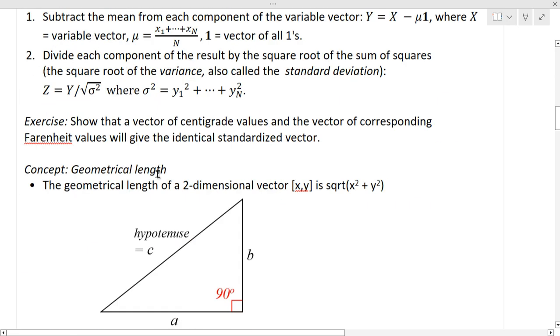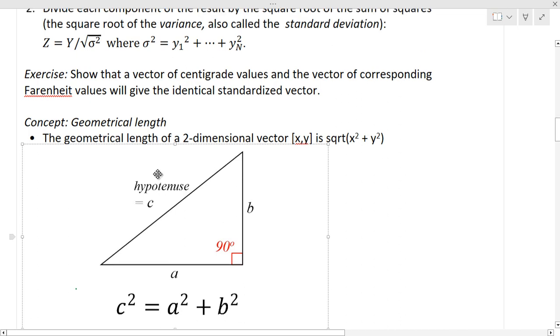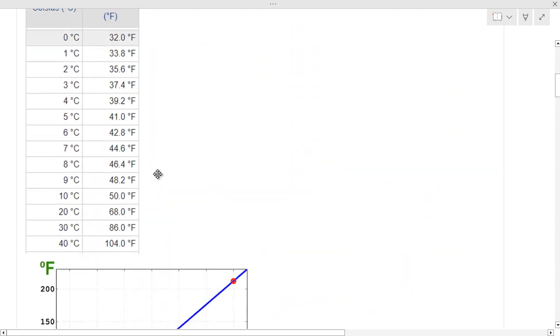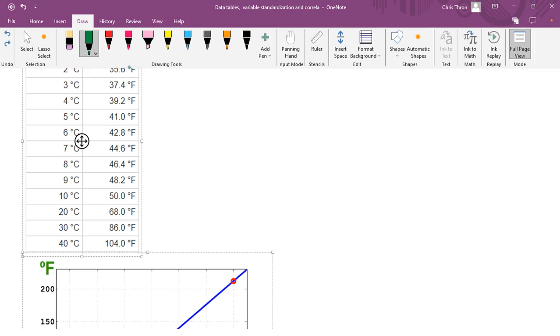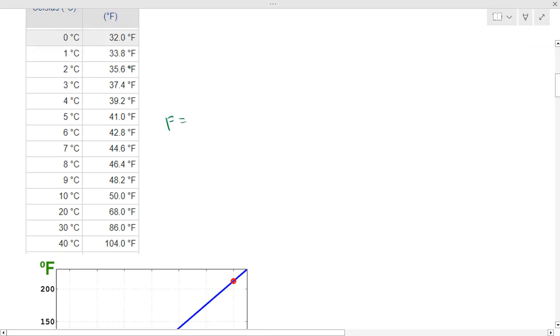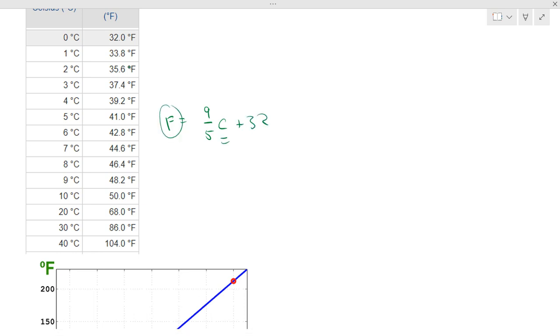You have F equals 9/5. Let me just write it down here. F equals 9/5 C plus 32. So if I know what C is, I can find what F is. Really, these two variables do not give me different information. The information is redundant. So it's important for me to be able to identify such cases.